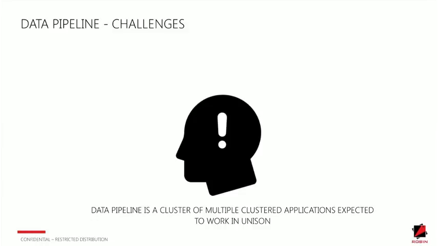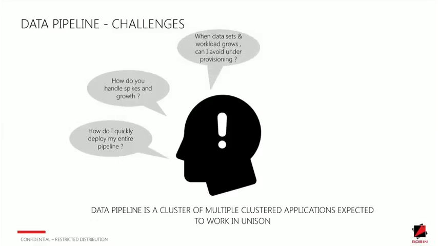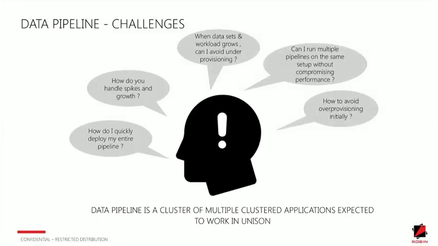Now, from a very operational point of view, as the operations guy or department, there are several questions that crop up in your mind. How do you quickly deploy the entire pipeline? How do I handle spikes and growth? Because what if the ingest rate goes up? How would my pipeline react to it?